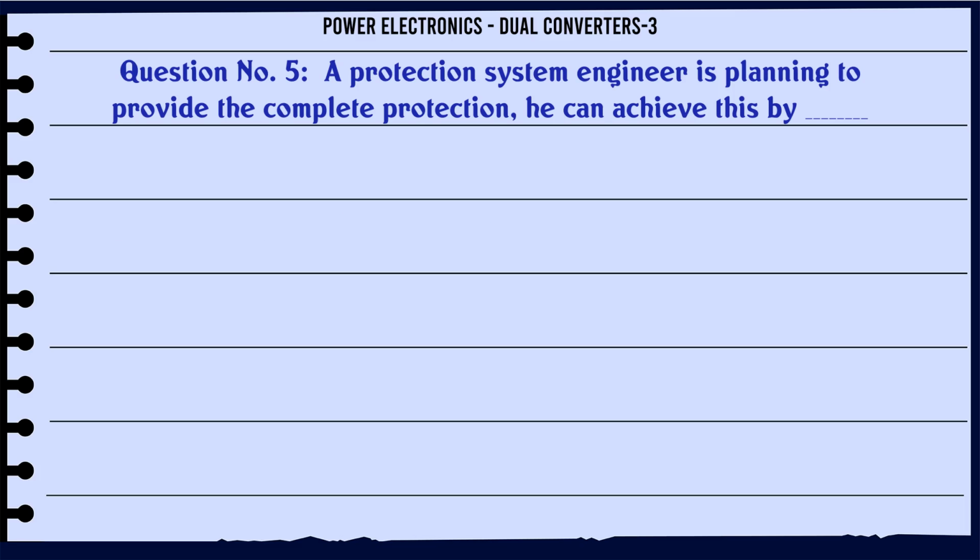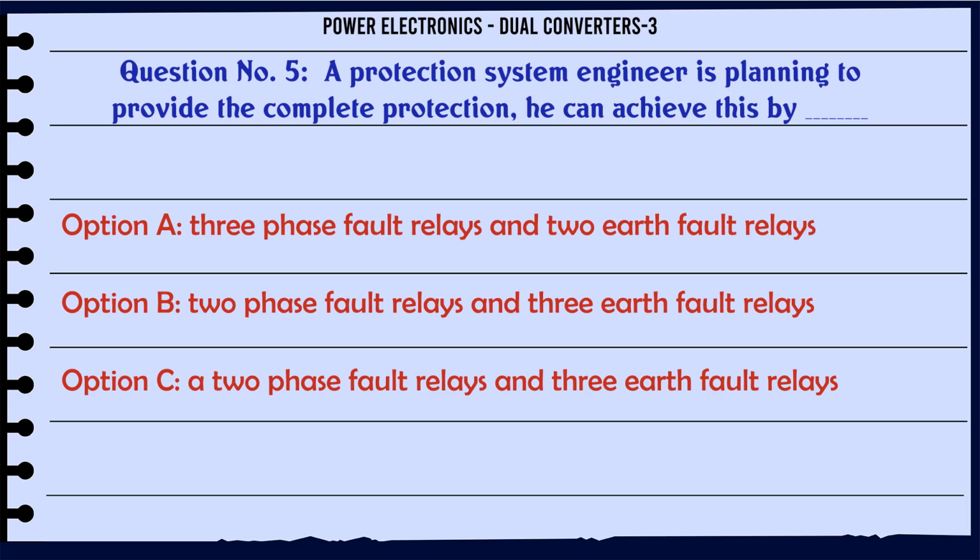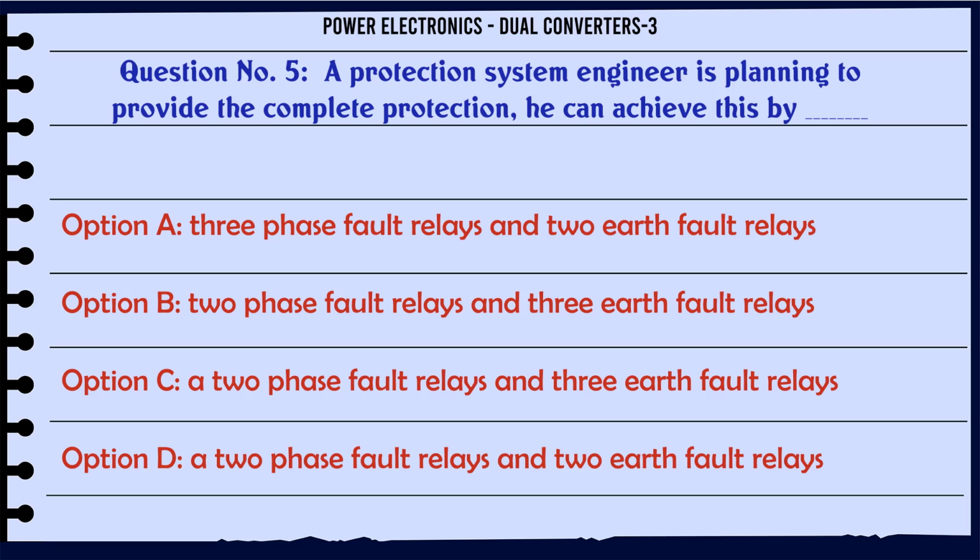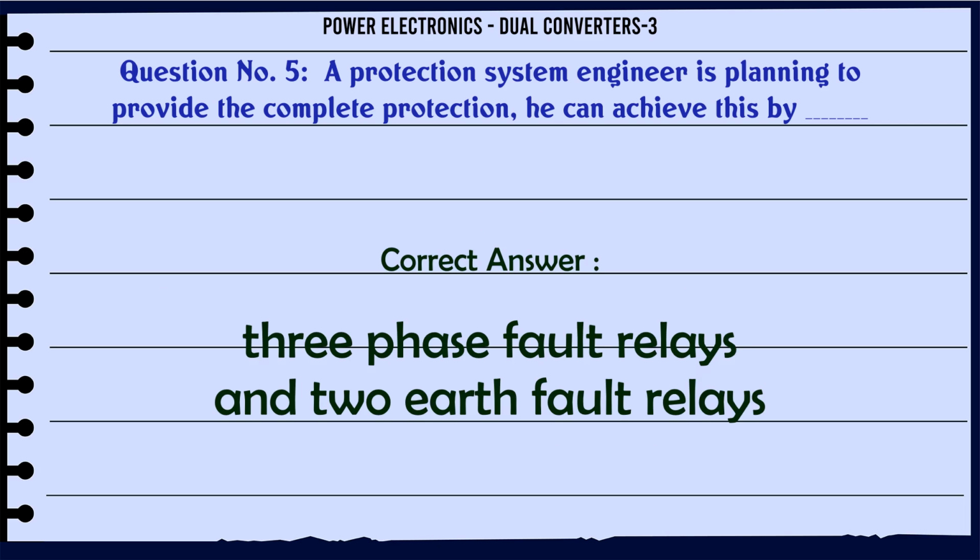A protection system engineer is planning to provide the complete protection. He can achieve this by A. 3 phase fault relays and 2 earth fault relays. B. 2 phase fault relays and 3 earth fault relays. C. A 2 phase fault relays and 3 earth fault relays. D. A 2 phase fault relays and 2 earth fault relays. The correct answer is 3 phase fault relays and 2 earth fault relays.